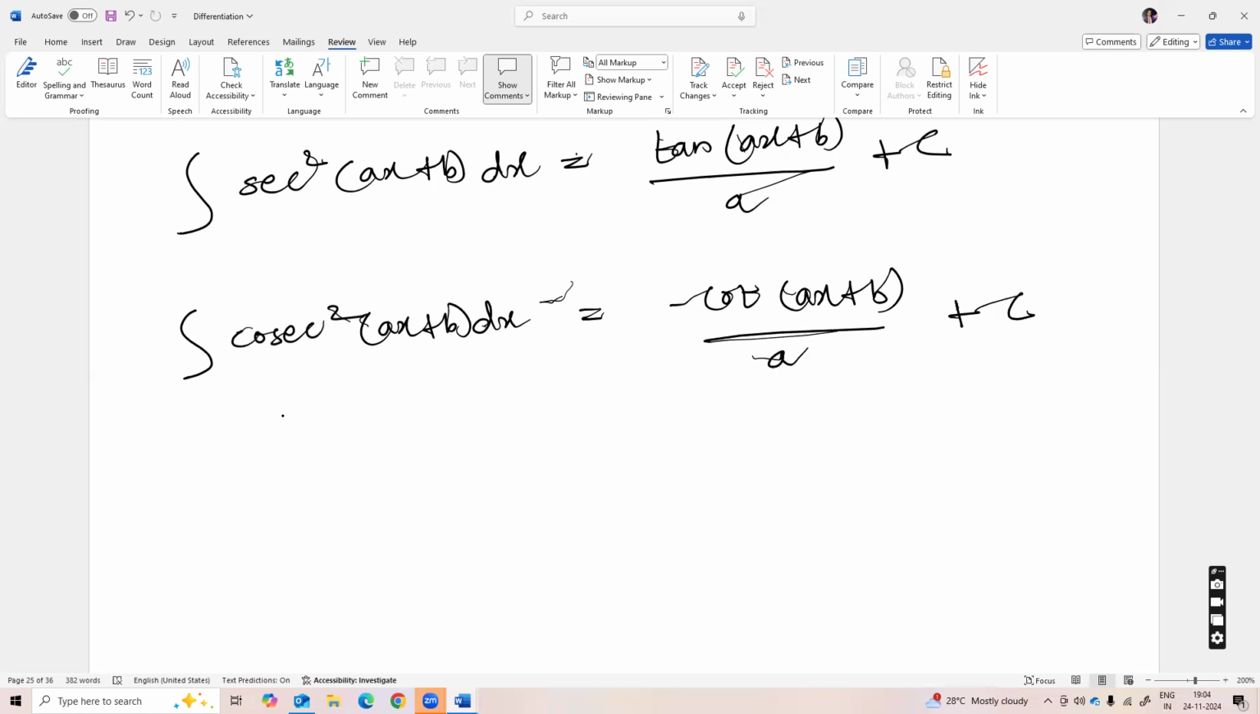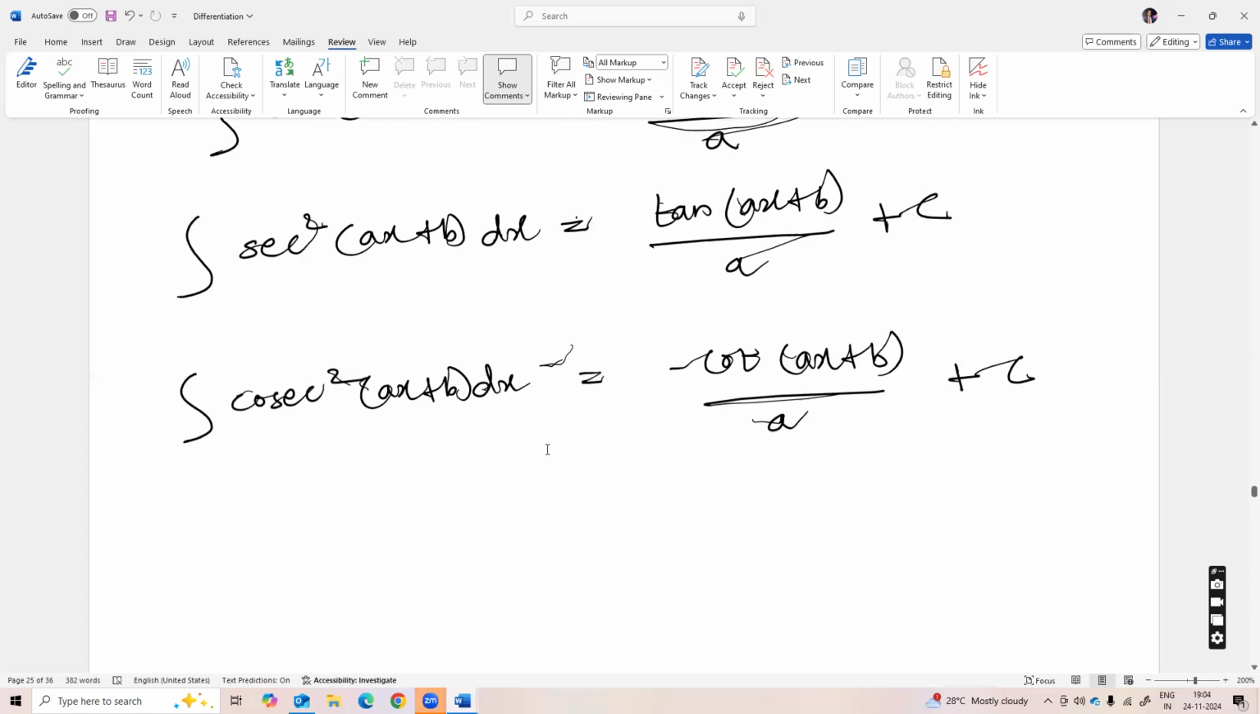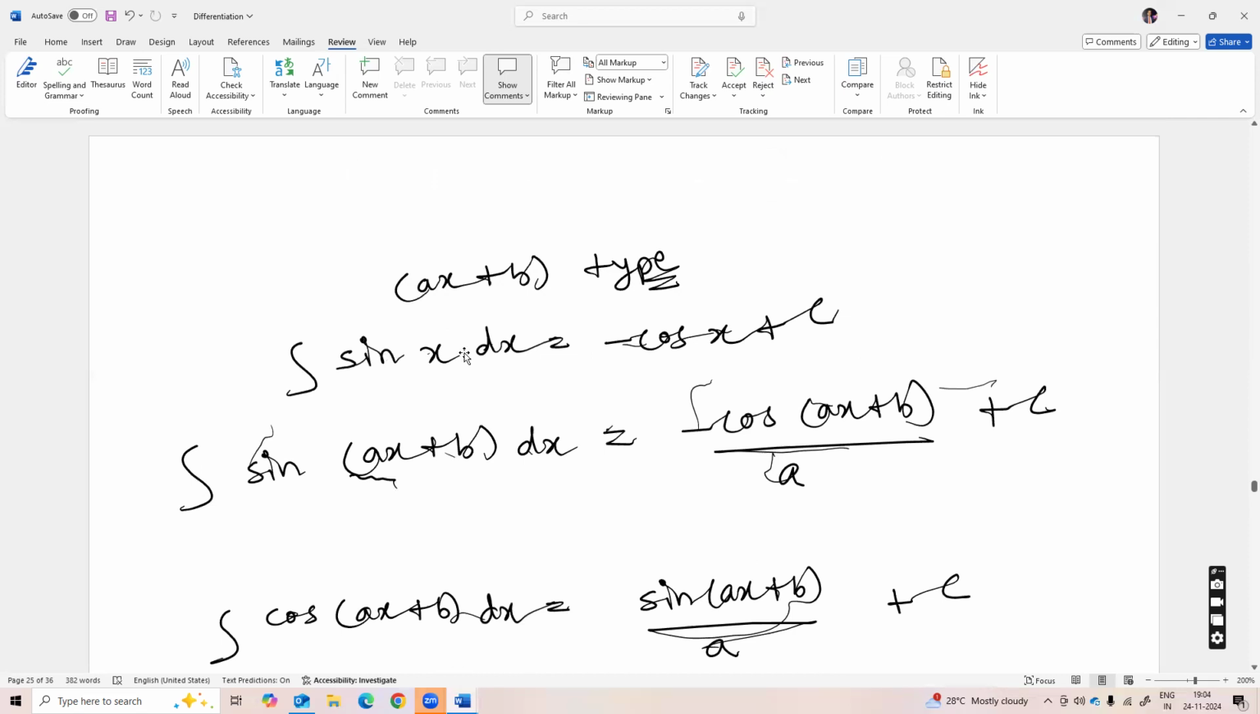You just see the pattern and it will be easier for you to remember this. You only have to note that if instead of sine x we have sine ax plus b, then its integration will be, instead of sine ax plus b, cos ax plus b divided by a. So the whole term will remain the same, only it will be divided by a. That is the extra addition.